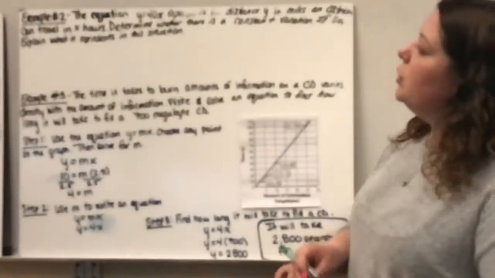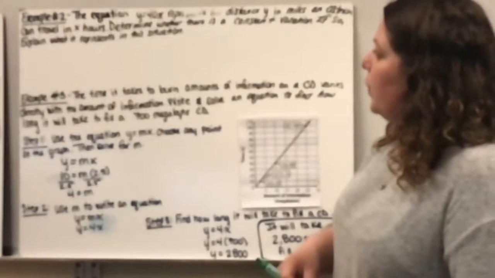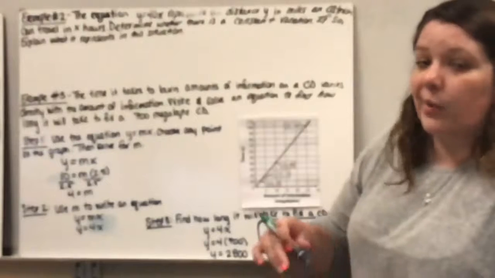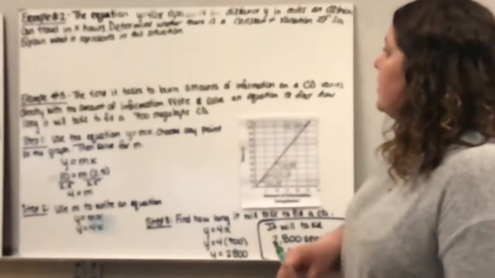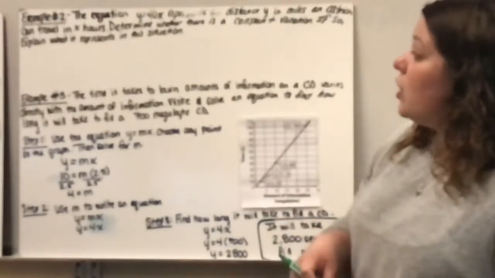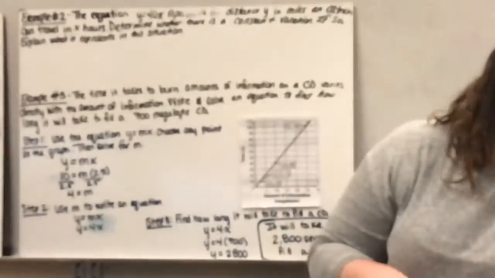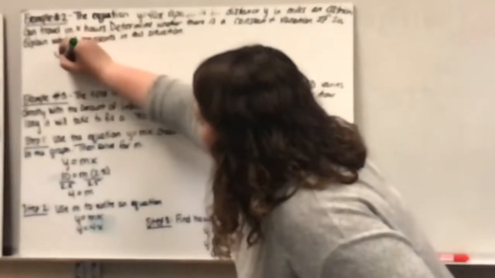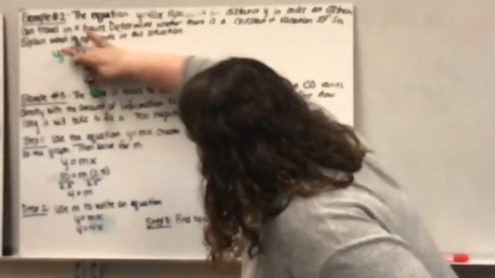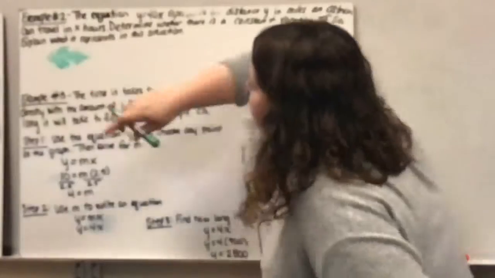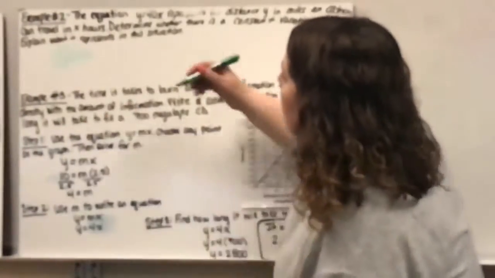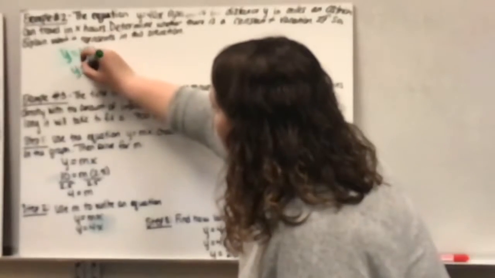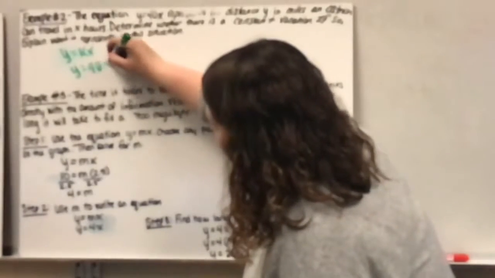So example number 2 says the equation y = 40x represents the distance y in miles an ostrich can travel in x hours. I need to determine whether there is a constant variation, and if so, explain what it represents in this situation. So what I'm going to do is use y is equal to kx. And I'm going to say y is equal to 40x.